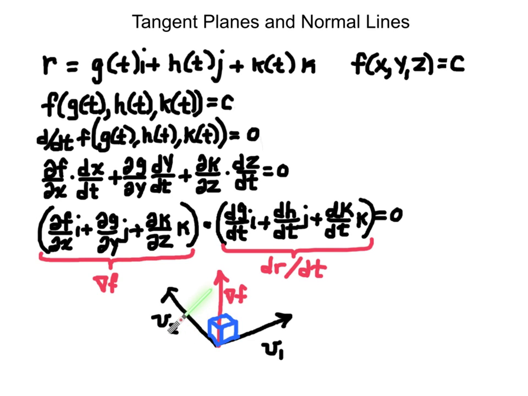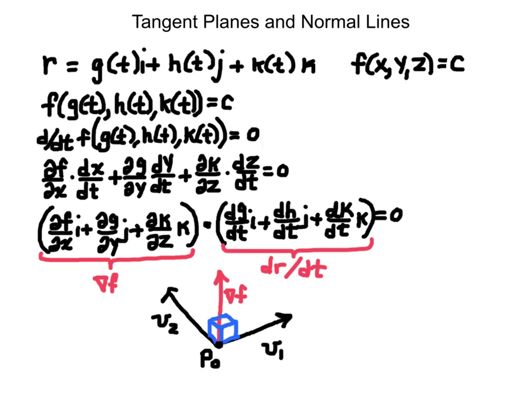Here is a visual of our gradient vector, which is orthogonal to the velocity vectors on the smooth curve. And I've drawn this point here, P naught. All velocity vectors at P naught are orthogonal to the gradient vector at P naught. So the curve's tangent lines all lie in the plane through P naught, normal to the gradient vector.